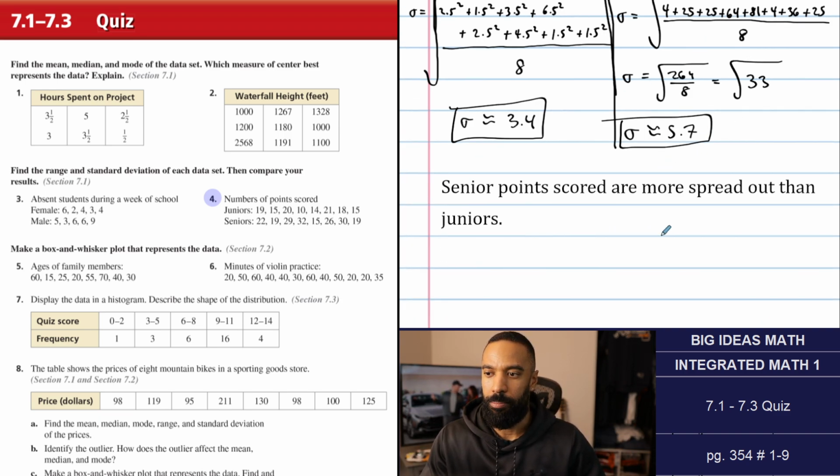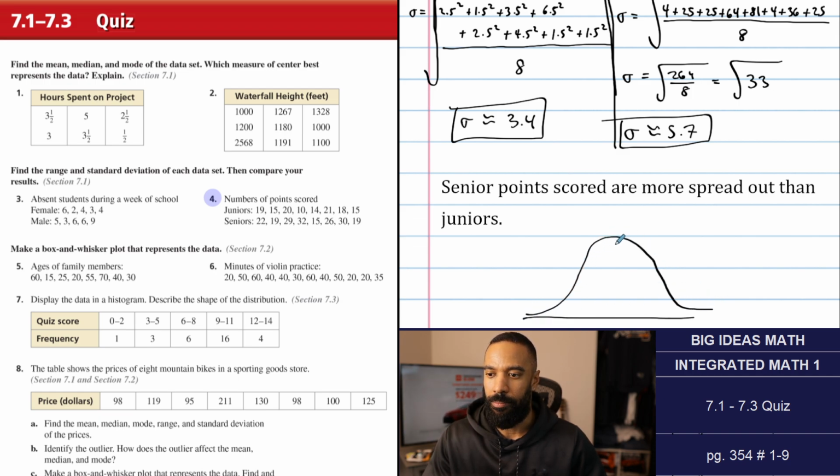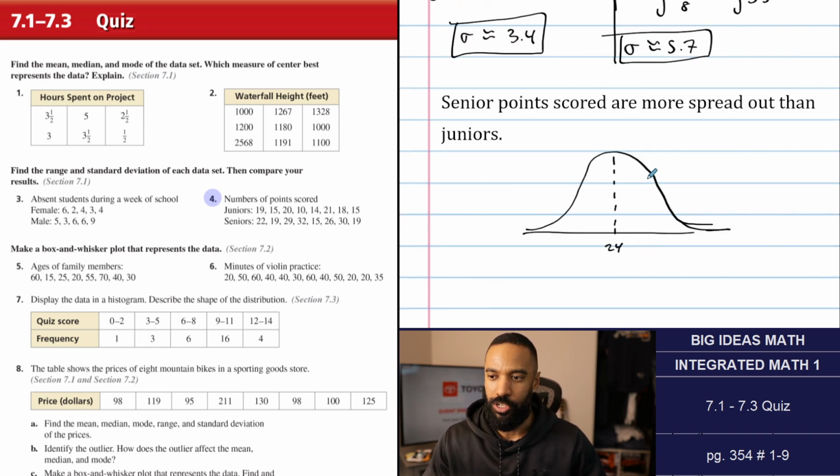If I do 24 plus 5.7, here, let me do a little bell curve. I know I'm just sticking on this problem a little bit longer. Here's my mean, 24, and here's how my data spreads. If I add 5.7 to 24, I get 29.7. If I subtract 5.7 from 24, I get 18.3.